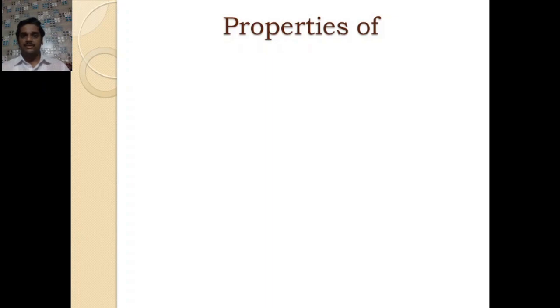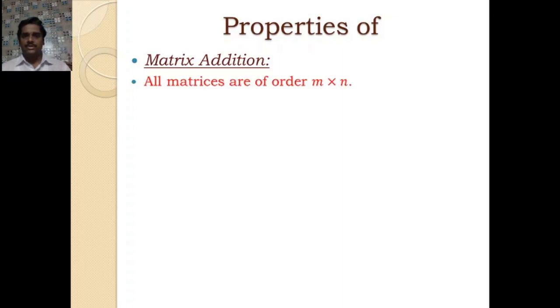So next we are going to see the properties. First we will see properties of matrix addition. One important note over here: all the matrices considered here are of the same order, and I have fixed that order to m by n. Here is your property number 1, the commutative law of matrix addition. The commutative law is A plus B is equal to B plus A.